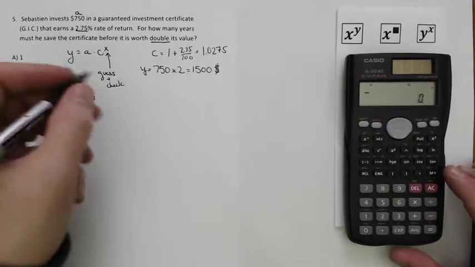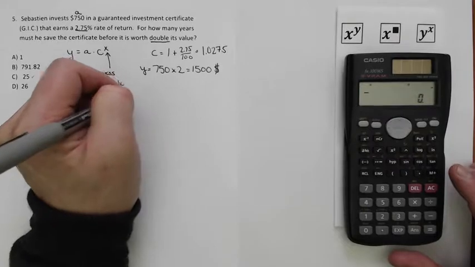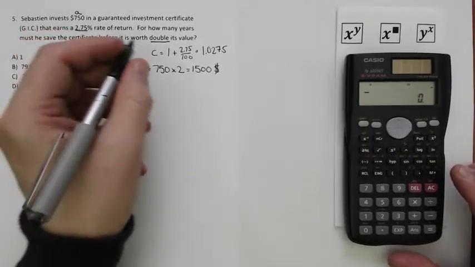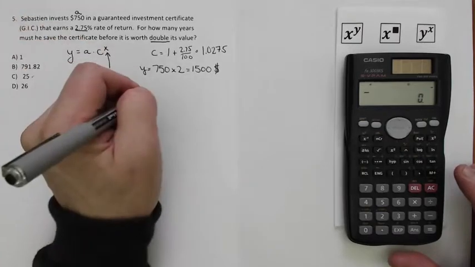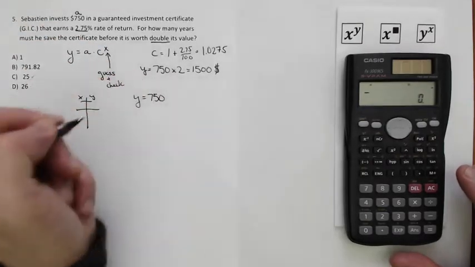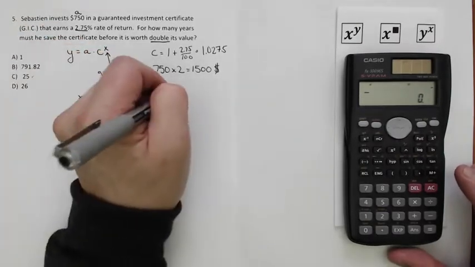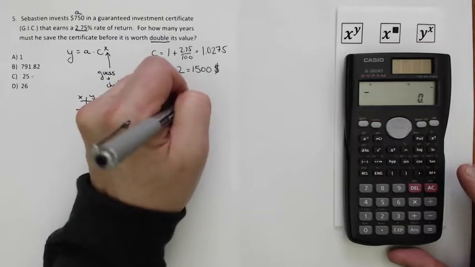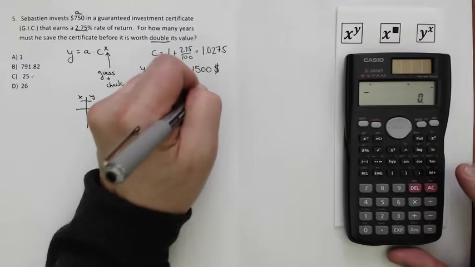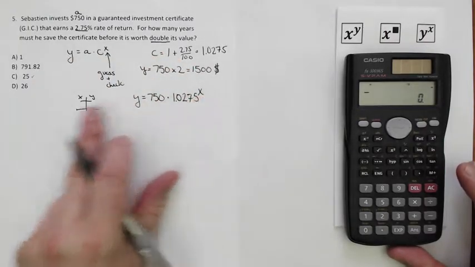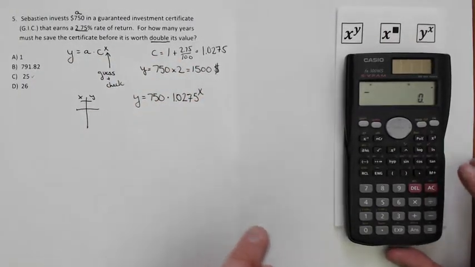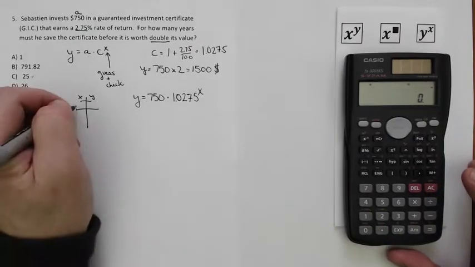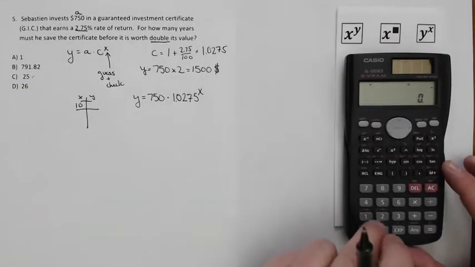I guess I'll finish off my rule over here. So I want Y is equal to my initial 750, times 1.0275 to the power of X. And I'm just going to start trying X's until I get to what I need. So I'm going to start off with 10 for my X.